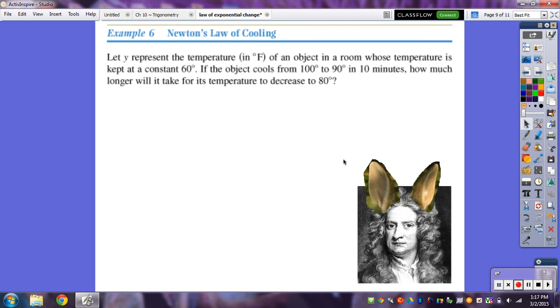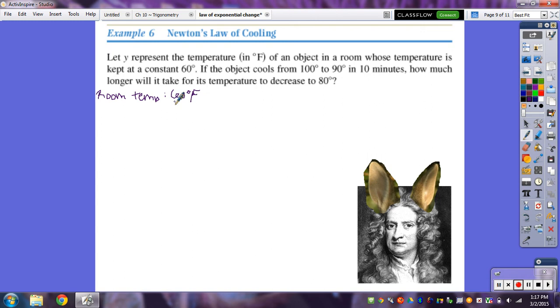Okay, so let's make a list of the information we have here. It says that our room temperature is 60 degrees, so I want to note that, and that will be our surrounding medium, the room temperature. So room temperature is 60 degrees.